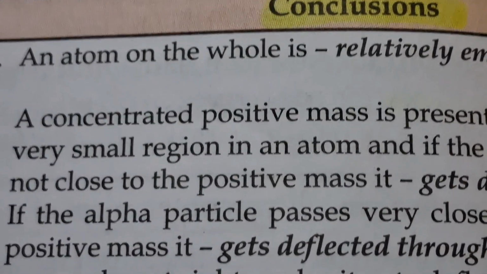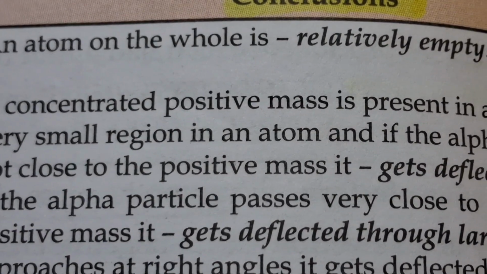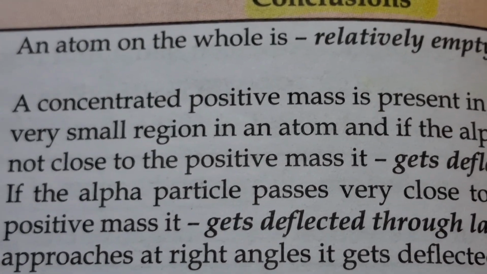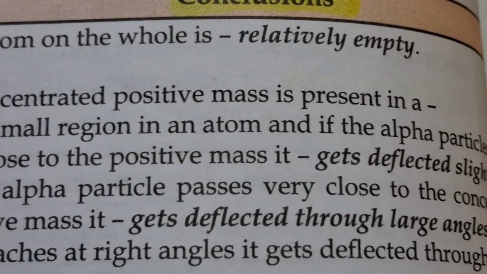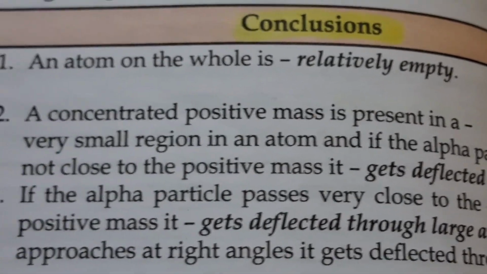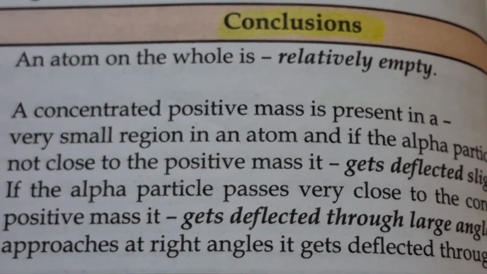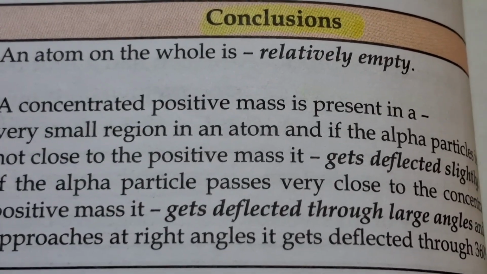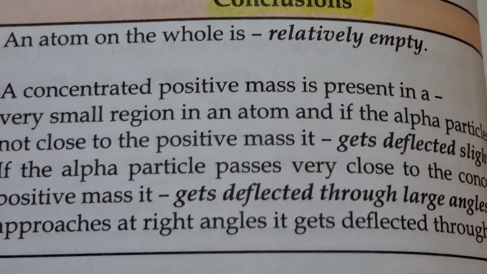Now the conclusions. The atom as a whole is relatively empty. The positive mass is present in a very small region in an atom, and alpha particles not close to the positive mass are not deflected. If an alpha particle passes very close to the positive mass, it gets deflected to large angles.